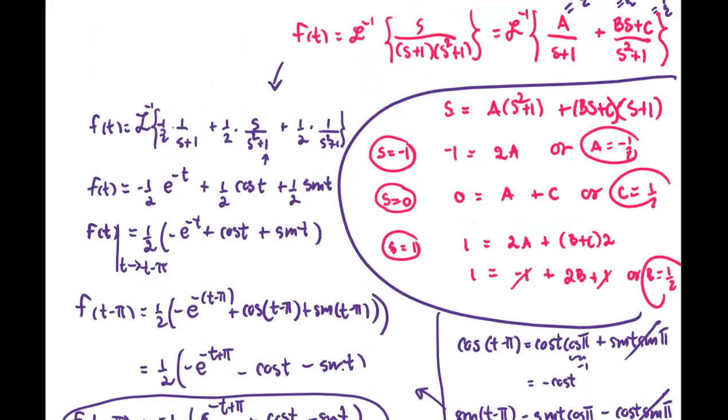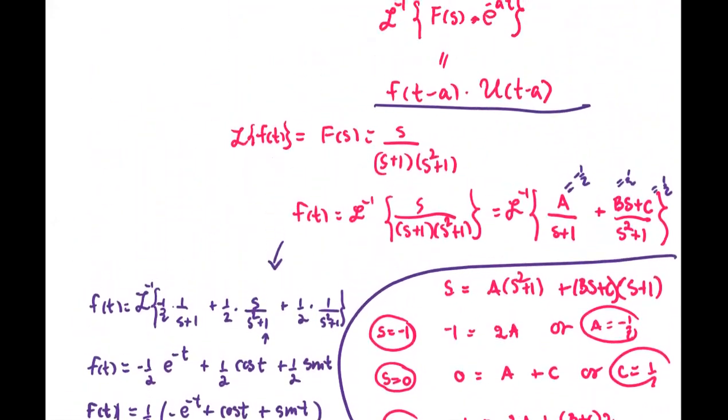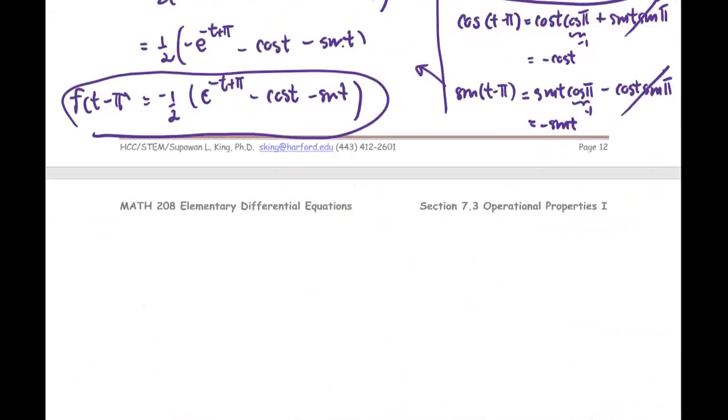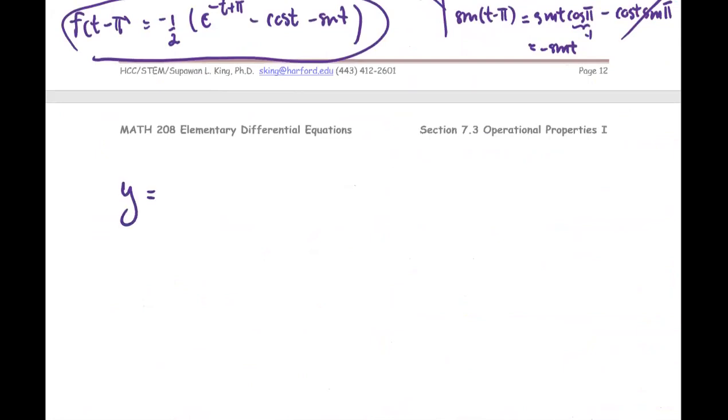Now, back to the Laplace transform that we have to replace in terms of the solution y, which is, I'm going to copy it again. So y equals negative 3 times the function of t minus pi multiplied by the unit step function t minus pi, and added by 5 times e to the negative t from the first inverse Laplace transform.